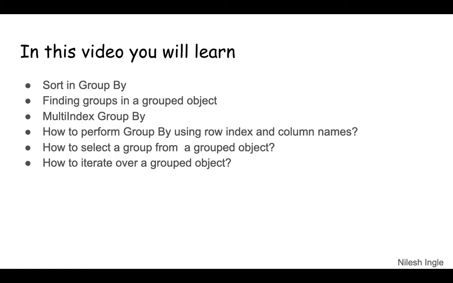We'll also look at how to use GroupBy in a multi-index data frame, and then how we can combine both row indices and column names in a GroupBy. So by row index I mean the name of the row index column. Finally, we'll also look at how to select a group from a grouped object and how we can iterate over a grouped object. So let's get into Jupyter notebook and start coding.